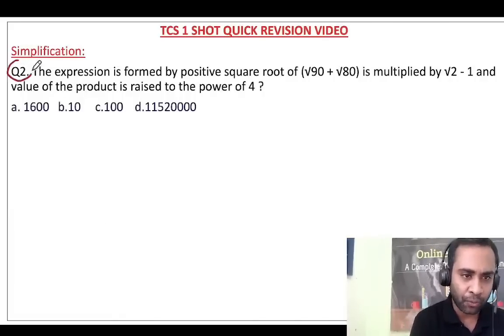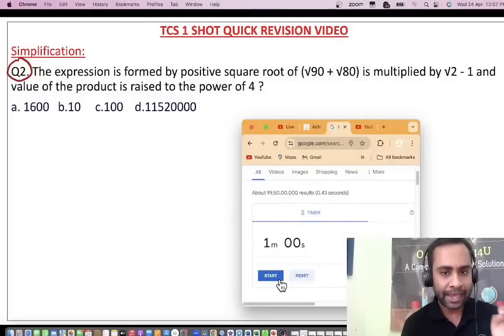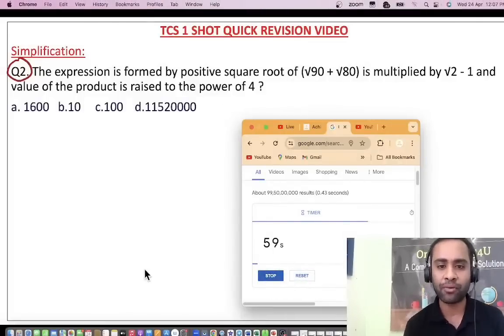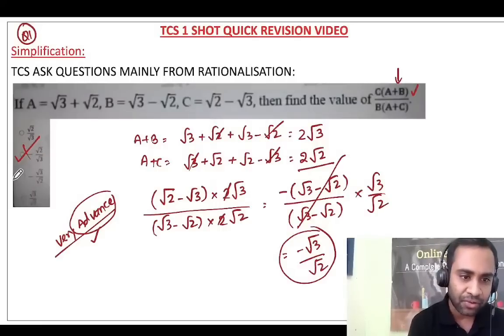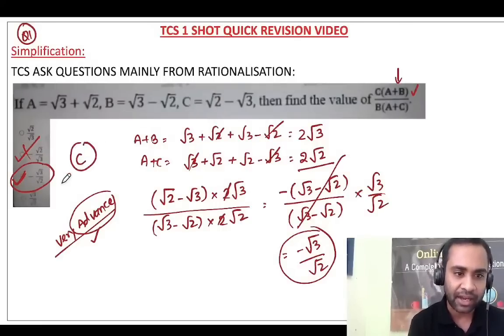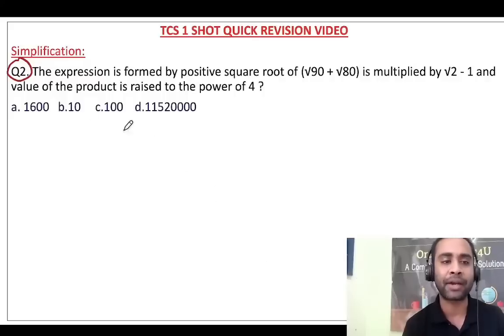Now question number 2. So the expression is formed by positive square root of 90 plus square root of 80 is multiplied by this, and value of the product is... okay, I'm sorry. So just a minute. So it is minus root 3 by minus root 2, option C. So option C is the correct answer, right? Sorry for the mistake. By mistake, I marked it option B.